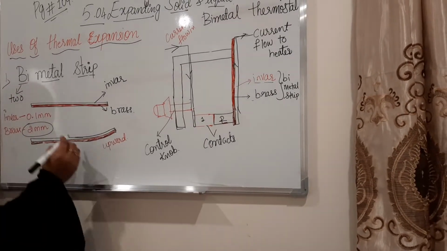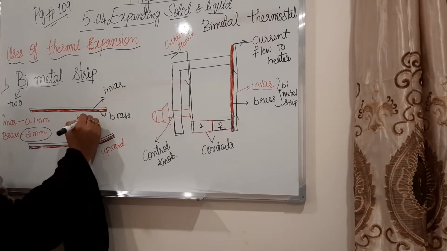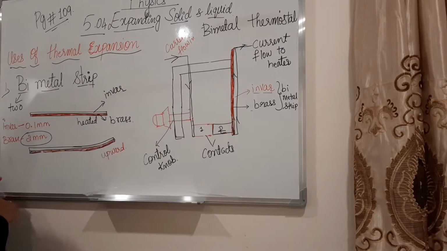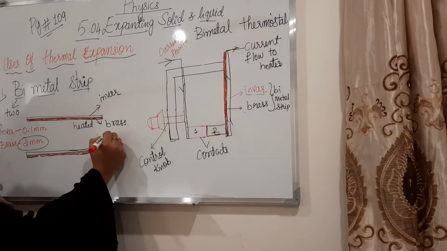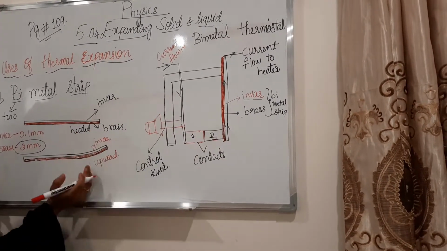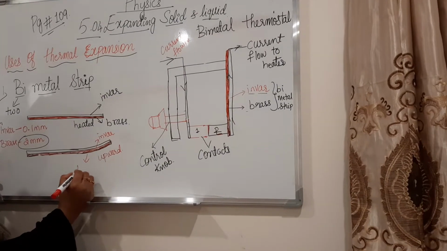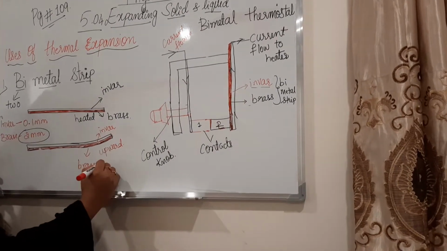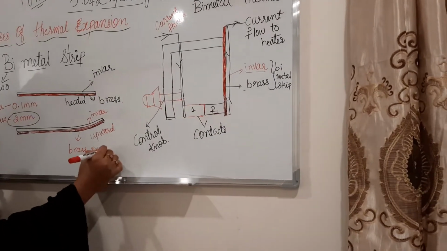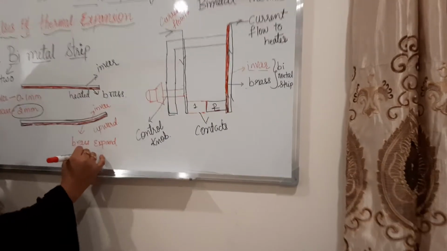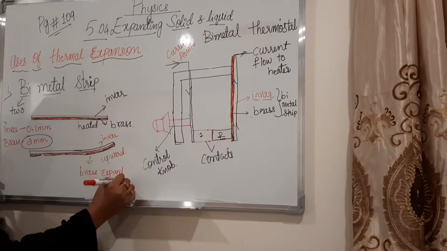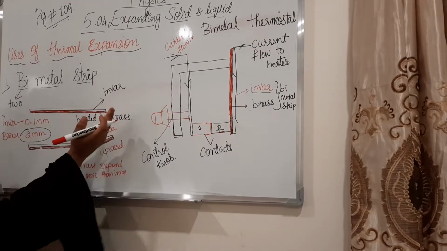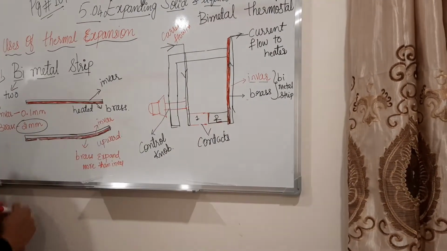Now when this bimetallic strip is heated, we see that this strip will bend in an upward direction. Why? Because the brass expands more, or greater, than the invar. So due to that it bends in an upward direction, or moves outward.